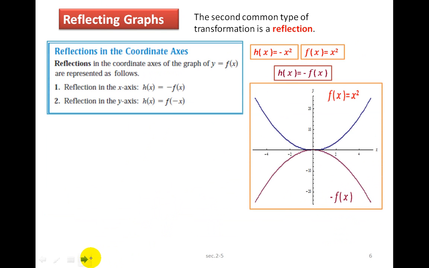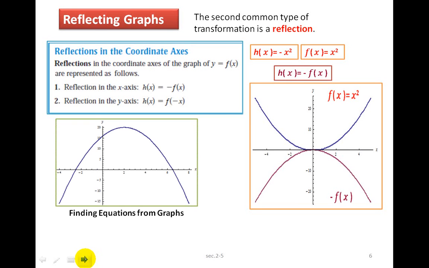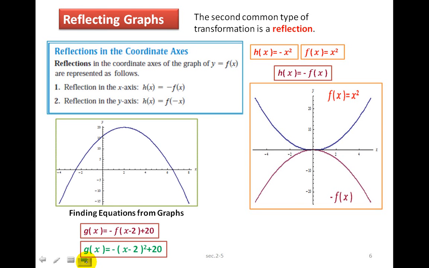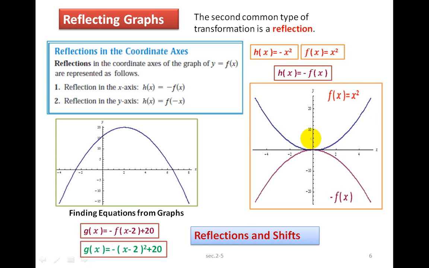Okay, we're done with shifting graphs. Let's talk now about reflecting graphs. This is the general idea for a graph. Let's say that f of x equals x squared. You know that it's just a normal parabola like this, and if you want to reflect it down, you're going to put a negative in front of it.